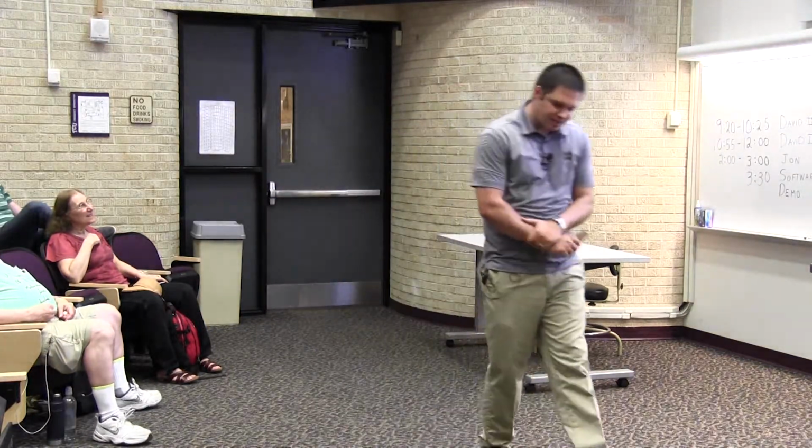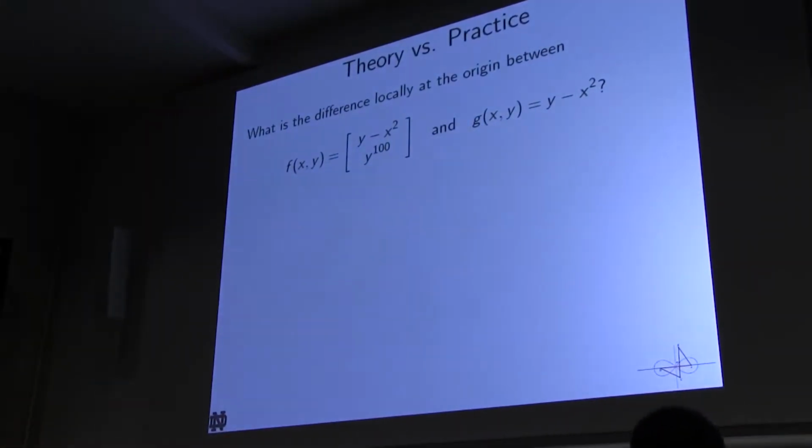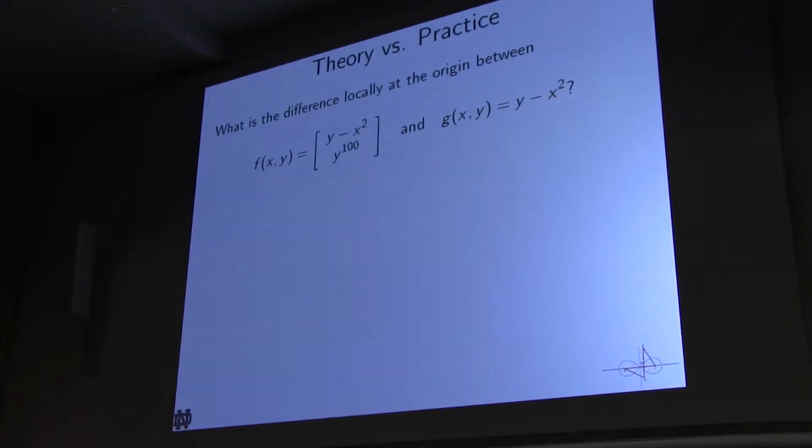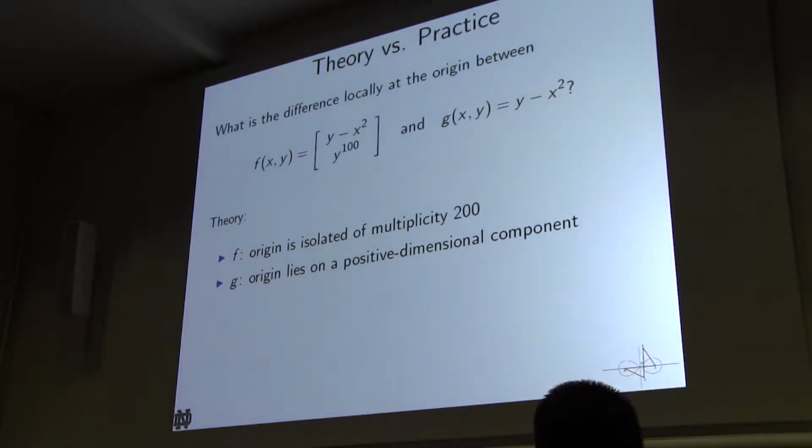Okay, so here's another theory and practice question. What's the difference between these two polynomial systems? Okay. So one has two equations, one has one equation. So theoretically, the origin is isolated of multiplicity 200, and G defines a positive dimensional component, a parabola.